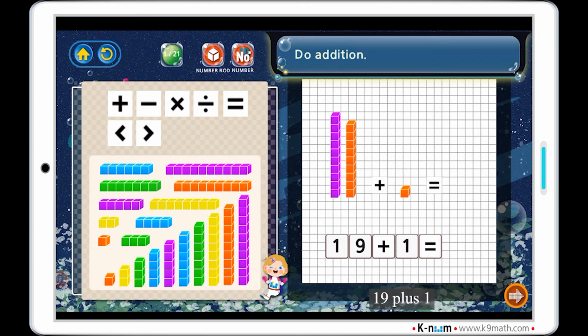Find the sum, 19 plus 1. We add 1 with 9. 2 tens is equal to 20.